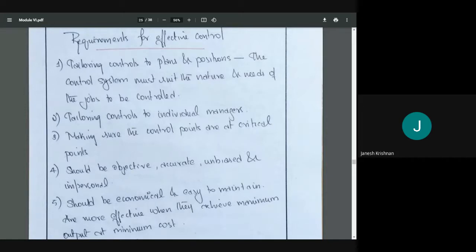Then it should again be tailor-made to the individual managers. The manager is the one who is going to implement it, so he must be well versed with it and comfortable with that process. It must be made for him. It must be tailor-made for him.